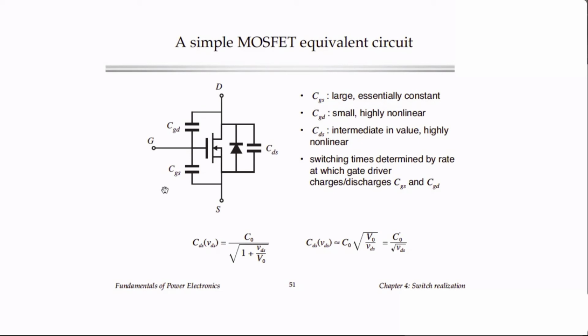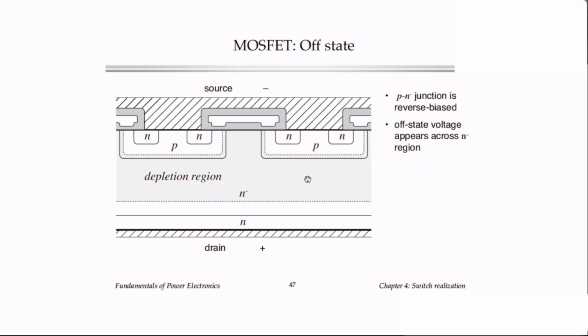The third capacitance is the drain to source capacitance across here, and this is basically the capacitance of the body diode. It's really capacitance from here to here, and this is the same capacitance that this PN junction diode would have, and it behaves a lot like a diode capacitance.